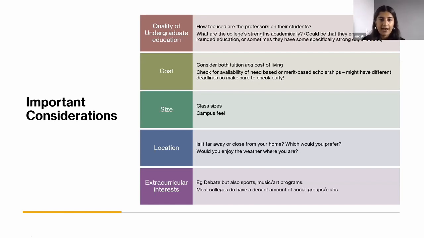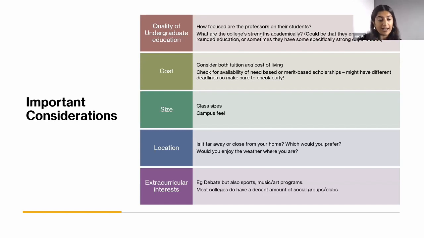So things like that. Check for availability of need or merit-based scholarships at schools, and that might influence your decision on choosing the right college as well. It might make it more worth it to you to apply to certain colleges. But they might have different deadlines to apply for these things, so make sure to check early when you're doing your research.